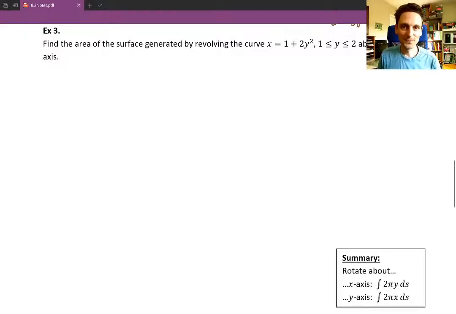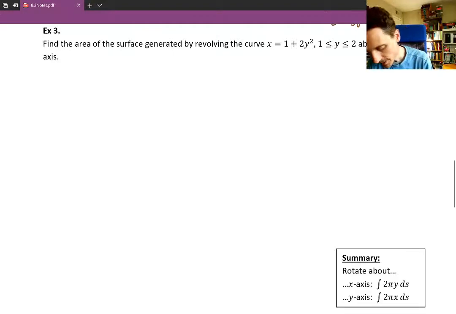Hello and welcome. In this video we're going to look at example 3 from section 8.2, which asks, find the area of the surface generated by revolving the curve x equals 1 plus 2y squared from y going from 1 to 2 about the x-axis. And here we're actually not even going to draw a picture.